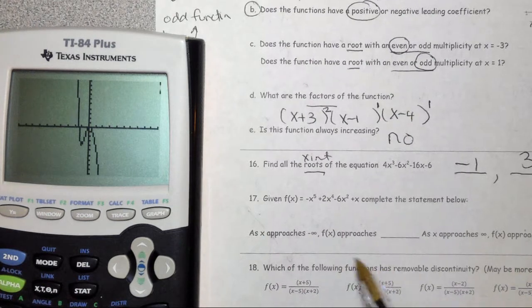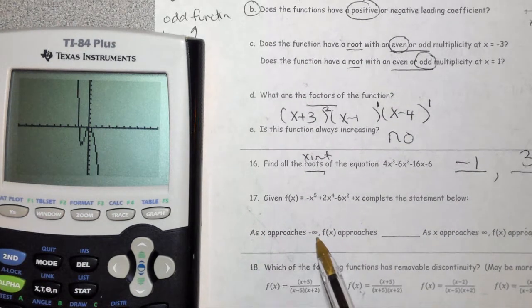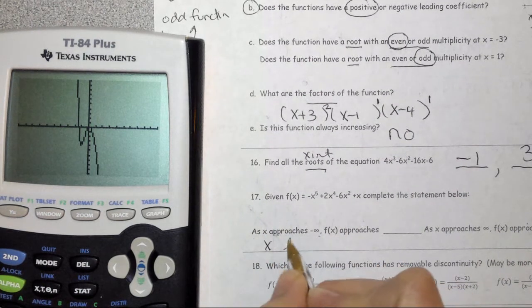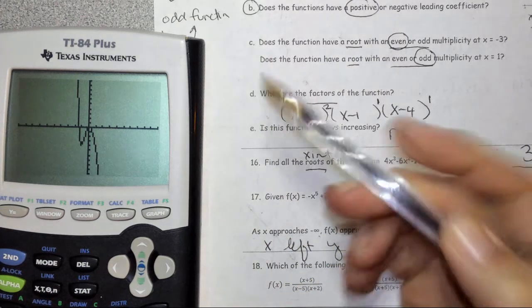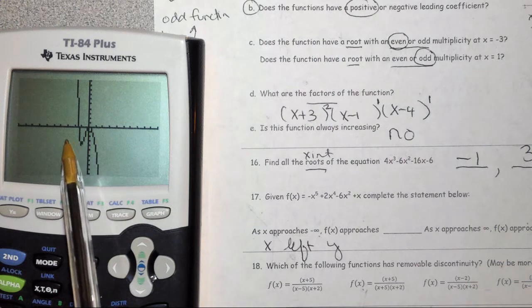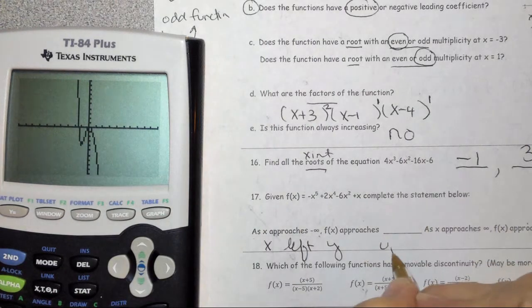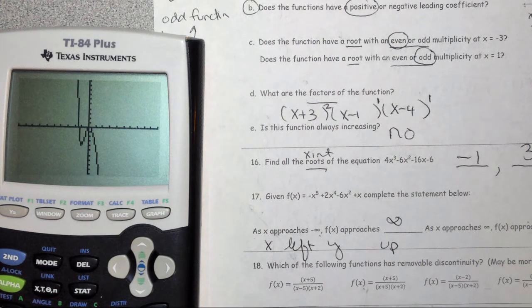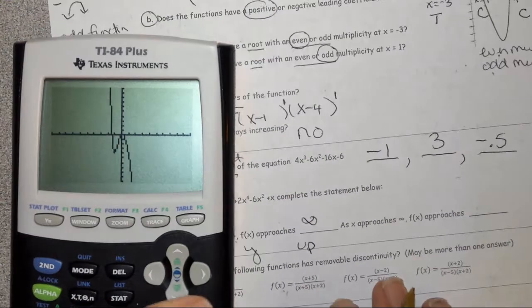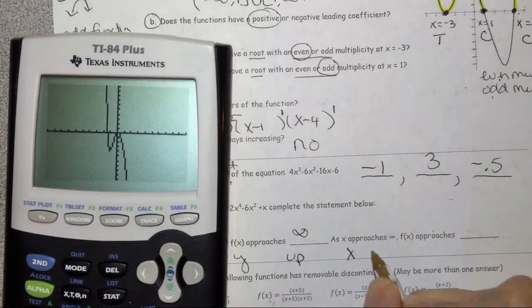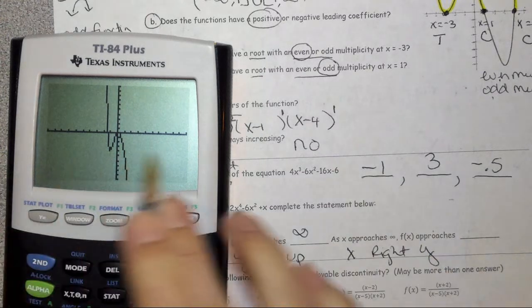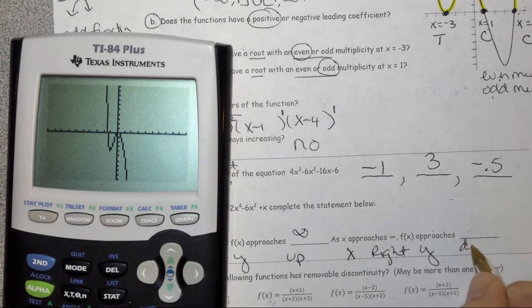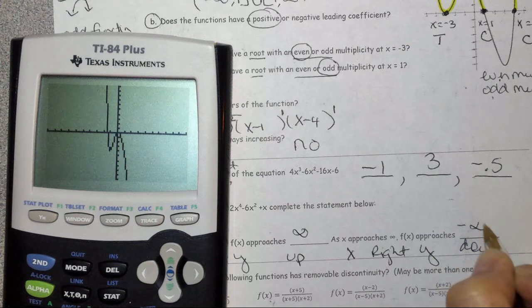Okay, so this statement down here says, as x approaches negative infinity, that means as x goes left, f of x, which is y, goes which way? So as I go to the left, I go up. Because I go up, I write positive infinity. Then it says, as x approaches positive infinity, so as x goes right, f of x, which means y, so as I move to the right, I go down. Because I'm going down, I write negative infinity.